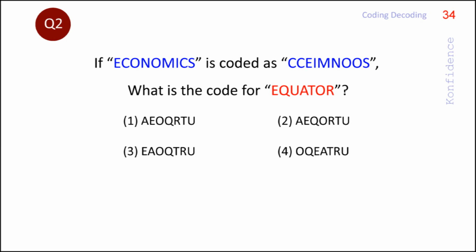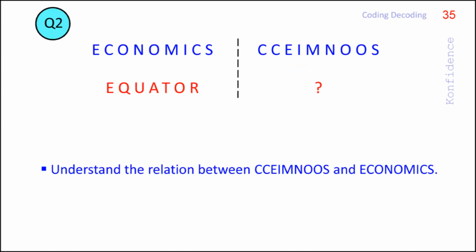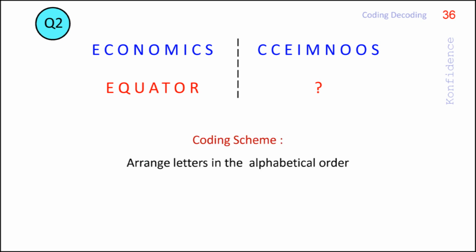A look at the question will tell us how to approach this question to get to the answer. First of all, we need to understand the relation between CCEIMNOOS and economics. Is there any apparent relation? Our understanding suggests that if economics is written in the alphabetical order, we will get CCEIMNOOS. Therefore, the answer would be equator written in the alphabetical order.